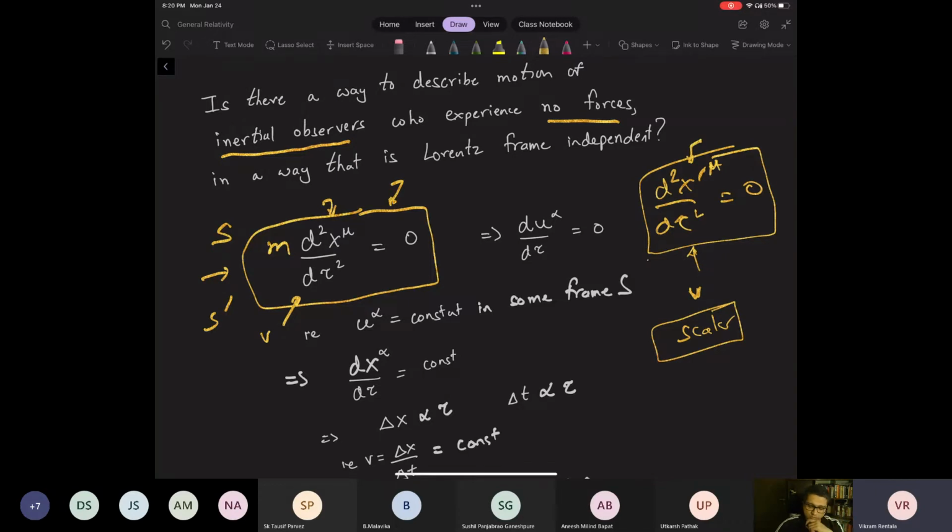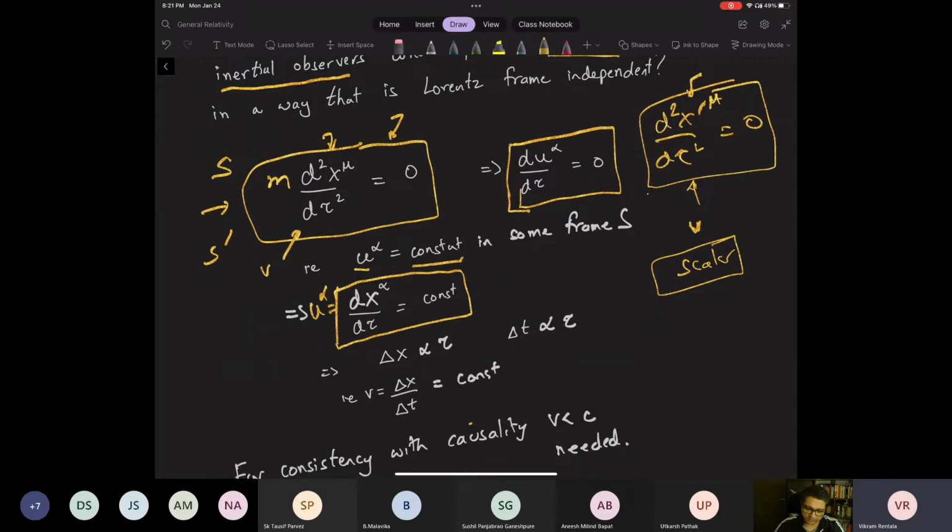One other thing that you can do is write this in terms of the 4 acceleration in terms of the 4 velocity. So instead of the second derivative of position, you can write it as the first derivative of 4 velocity: du alpha d tau is 0. The statement of what is the motion of an object when there are no forces acting on it is that its proper velocity is constant in some frame S. That constant is a different 4 vector in some other frame S prime. So dx alpha d tau is a constant. This is the proper velocity.